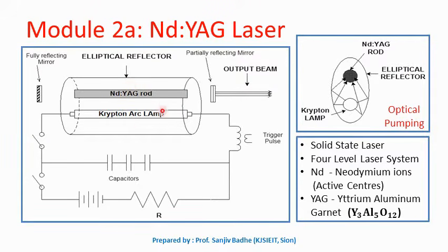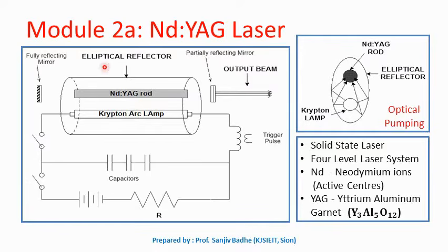Now here the type of pumping that we are using is optical pumping. So the light emitted by this krypton arc lamp will be utilized for exciting the neodymium ions from lower energy level to higher energy levels. So the method of pumping is optical pumping.